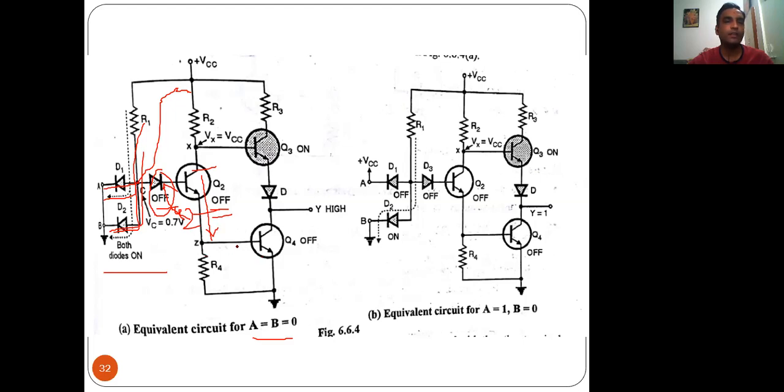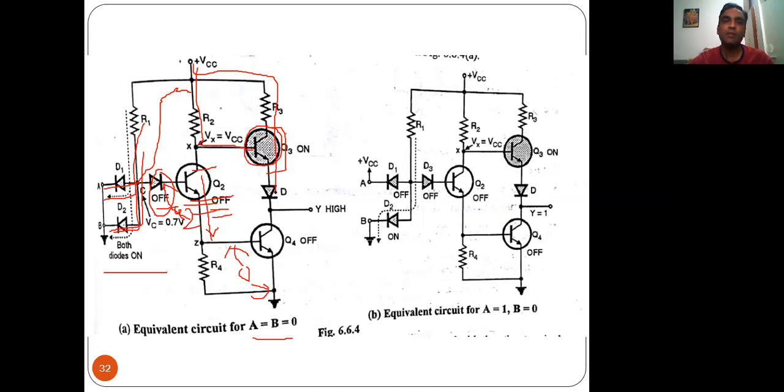So again the input of Q4 will also become 0, because there is no current coming, as there is an open circuit in between. So what will happen to this VCC? All this VCC will be applied at Vx. So this VCC is applied on the Q3 transistor. So VCC is applied on Q3, so Q3 will be on. That means there is a short between collector and emitter over here.